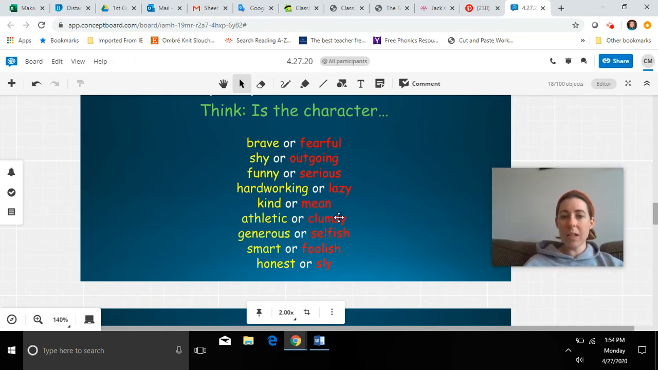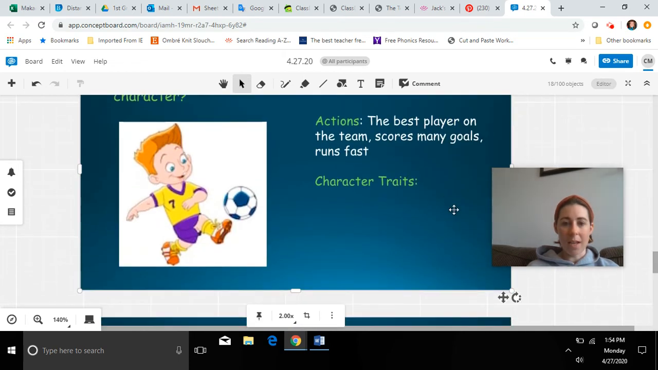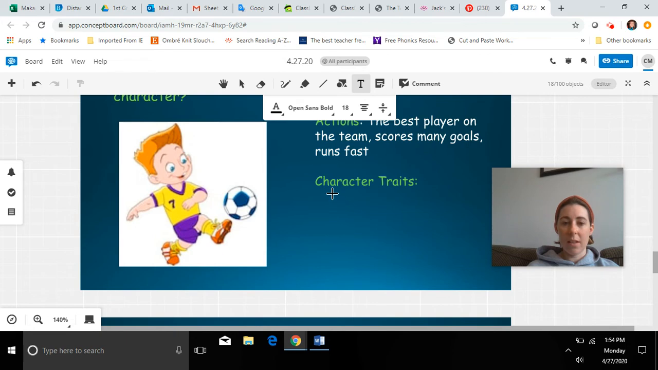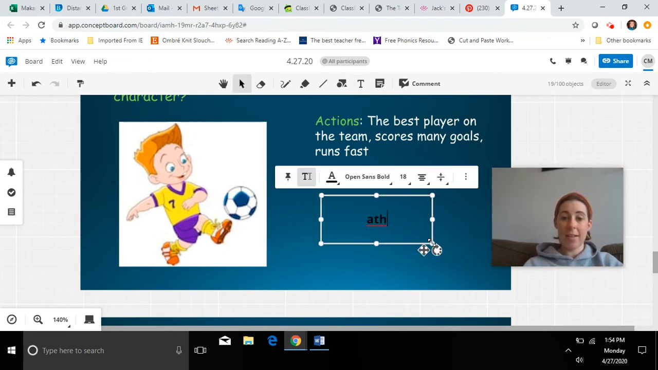I know someone who is clumsy is not good at sports. They fall down a lot. They can't catch things very well. What is the opposite of clumsy? This word. Do you remember what it says? Someone who's good at sports is called athletic. You say it, athletic. I'm going to fill it in down here. This boy's character trait, one of them, is that he is athletic.